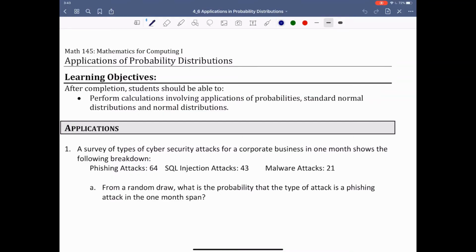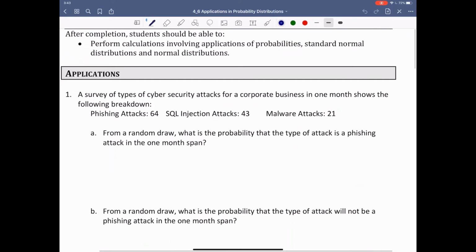In this video, we'll be looking at applications of probability distributions. After the completion of this topic, we'll be done looking at all new notes for Math 145. There will just be a computer lab to do to support your learning in statistics and probability. We'll be performing calculations involving applications of probabilities, standard normal distributions, and the normal distribution.